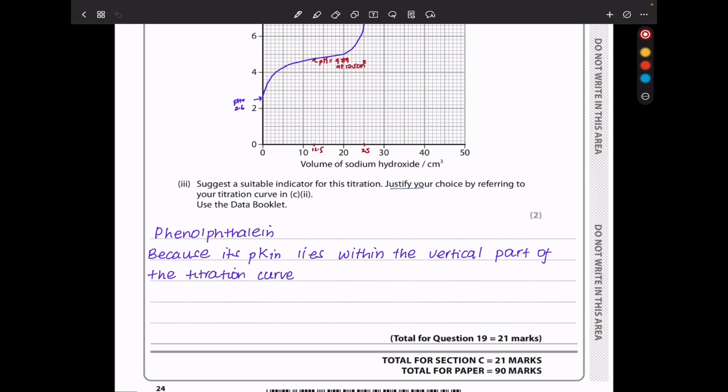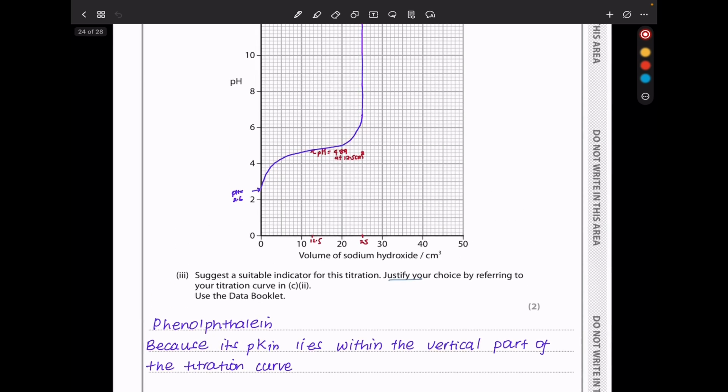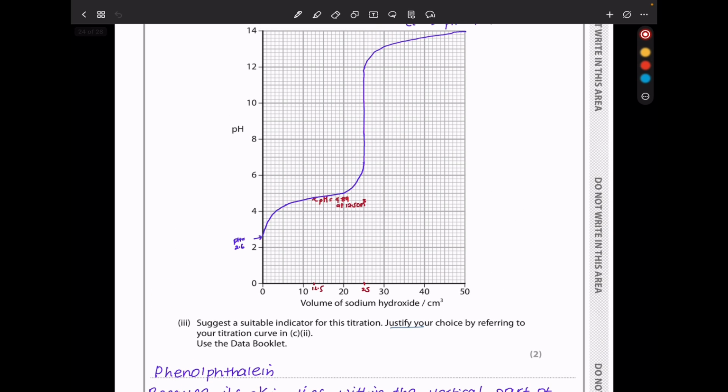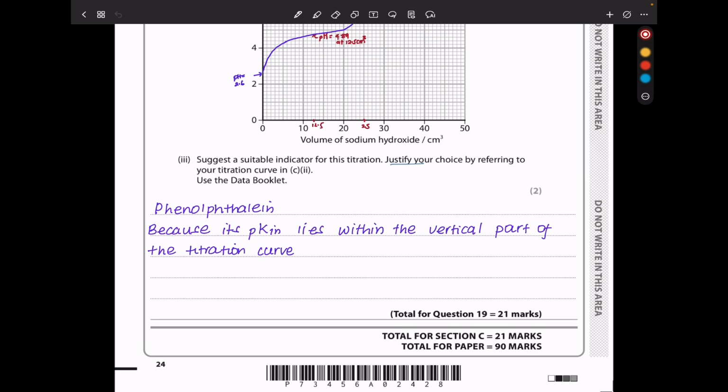And next, they say suggest a suitable indicator for this titration. Justify your choice by referring to your titration curve in C2. Use the data booklet. Using the data booklet, the pH should have a range within this region, and phenolphthalein indicator was my choice. I say it because its pKin, or you could say its range, lies within the vertical part or vertical portion of the titration curve.